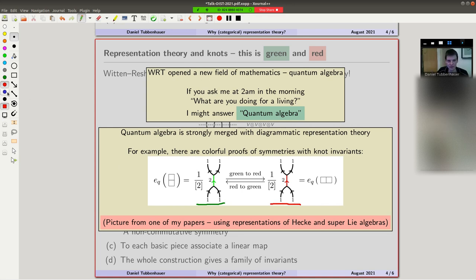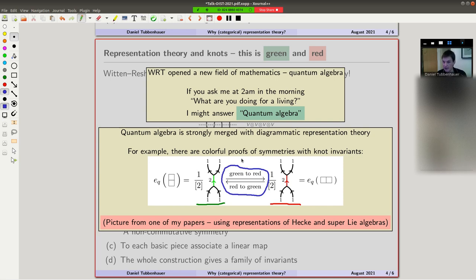And there's a nice symmetry that exchanges green and red, and that symmetry is related to a certain symmetry of knot invariants. And so we get a very slick proof of a symmetry of knot invariants using representation theory, or in this case even combinatorial representation theory. So Witten-Reshetikhin-Turaev relates representation theory and knot theory in a crucial way, which I think is pretty impressive.